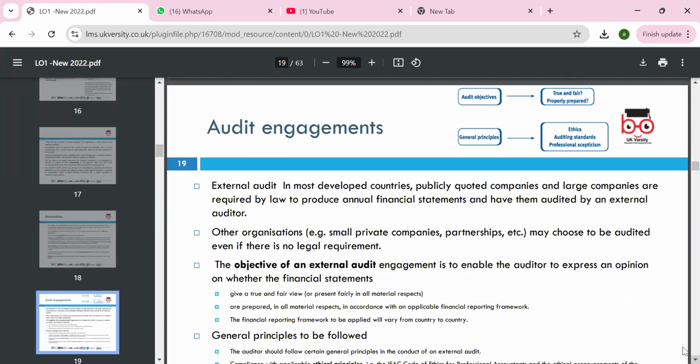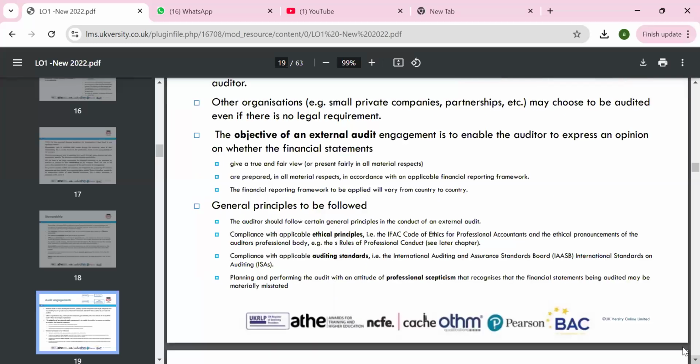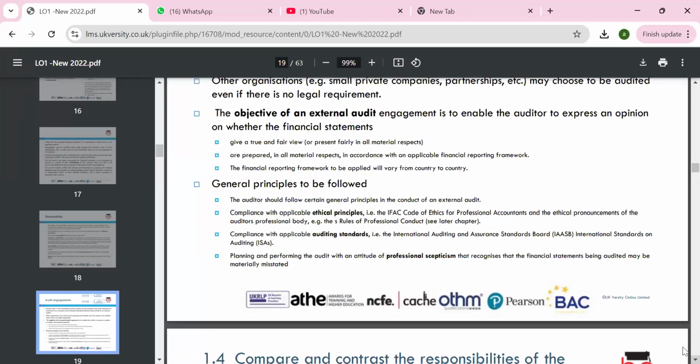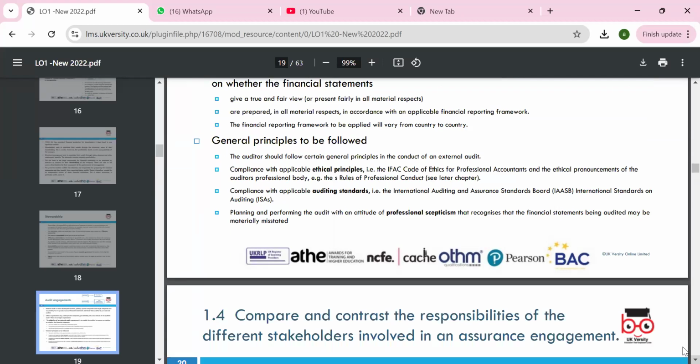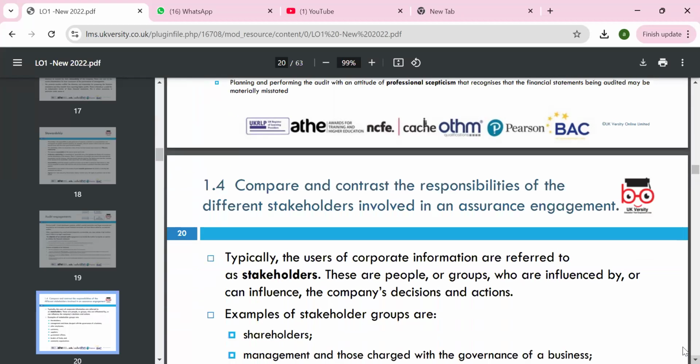Audit engagement, which we said is external audit, the statutory audit, is required especially for public limited companies, to meet the objective of the audit: to give true and fair information. As we said earlier, we need to follow international standards. We need to look at the ethical standards, the International Accounting Standards Board, and professional skepticism. Recognize that the financial statements being audited may be materially misstated. So we have to look at that.